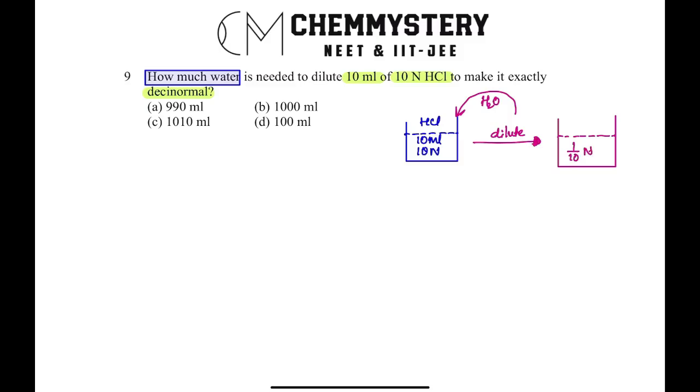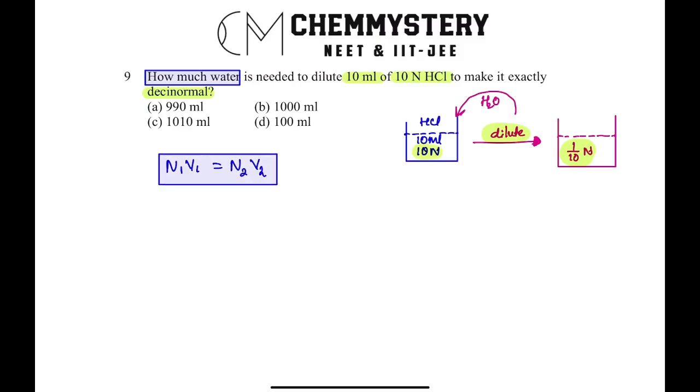So you had a stock solution of 10 normality. You are diluting the stock solution, reducing the normality to 1 by 10. So how much water do you need to add to dilute the stock solution and reduce the normality from 10 to 1 by 10? This is the question. Fine? We have N and V here. Can I use the formula N1V1 is equal to N2V2?